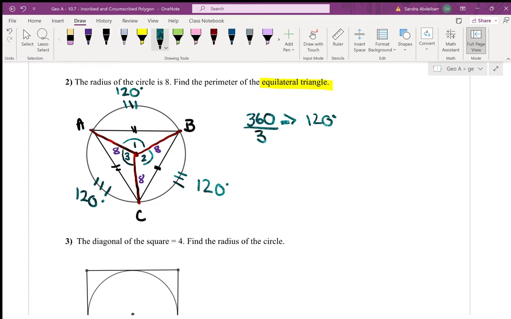What do we know about the central angle and its arc? The central angle and its arc have to be the same. So what does that mean? Angle 1 is 120 degrees. Angle 2 is 120 degrees. And angle 3 is also 120 degrees.